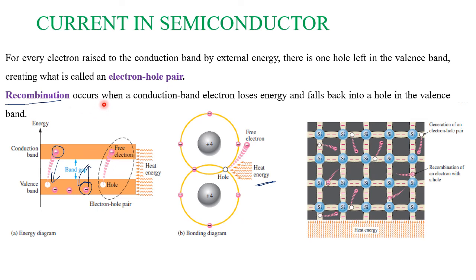Recombination occurs when a conduction band electron loses energy and falls back into a hole in the valence band. Sorry, in the valence band. So that is called recombination. All right.